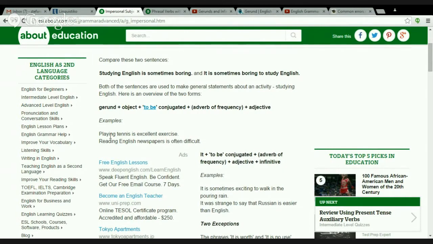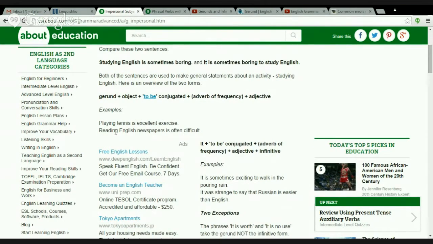Okay, so gerund is playing, plus object, that's tennis, playing tennis, plus to be verb conjugated, plus adverb of frequency is excellent, plus adjective exercise. Okay, that to me doesn't match up quite well. Reading English newspapers is often difficult. Okay, this one seems to be easier to understand.